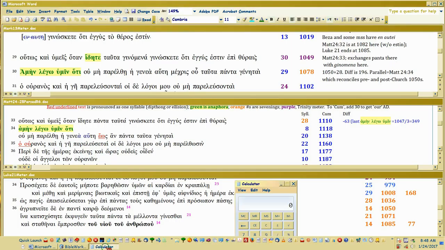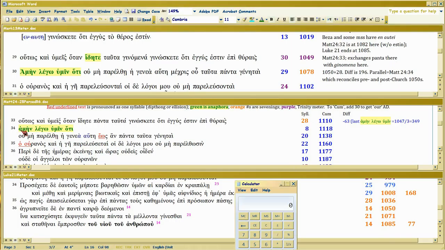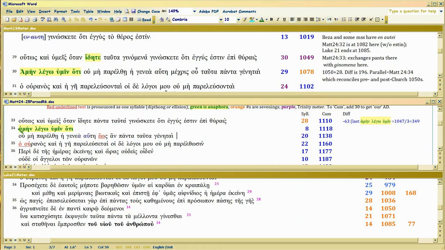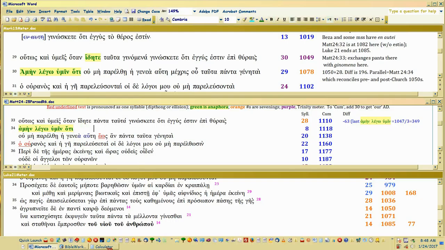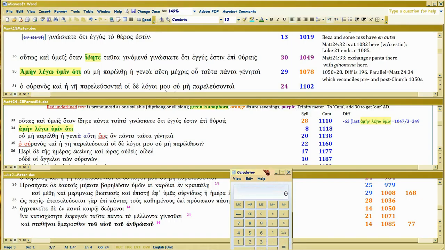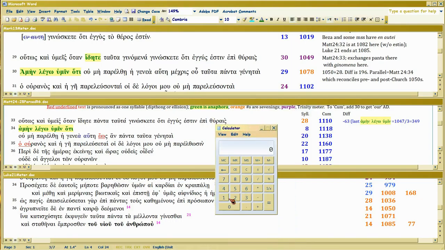Now, let's take a look at this. Well, okay, that one was 64 in Matthew and Mark. This is 1111 in Matthew, who Mark is quoting. So watch. 1111 minus 1078 is 33. Does that number ring a bell to you? Like the age of Christ when he died?